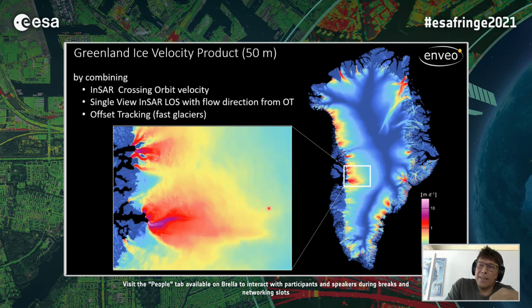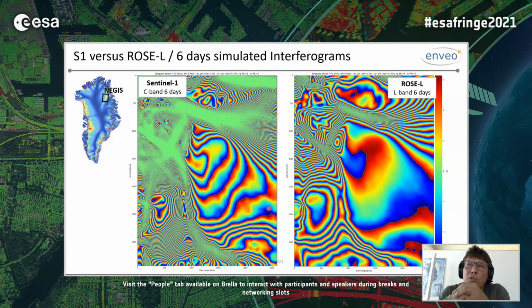Now, what do we expect in the future to further increase the quality of the product? And here we are looking to the upcoming L-band missions. We selected here one region of the Negis ice stream to simulate the expected fringe pattern of ROSE-L. For ROSE-L, there will be 2 satellites in orbit operating closely with Sentinel-1 in the same orbit, and therefore we use the orbit geometry of Sentinel-1. And the big advantage of ROSE-L operating in a 6 days repeat would be that we are bridging the gaps of the shear zones, which are decorrelating at C-band.